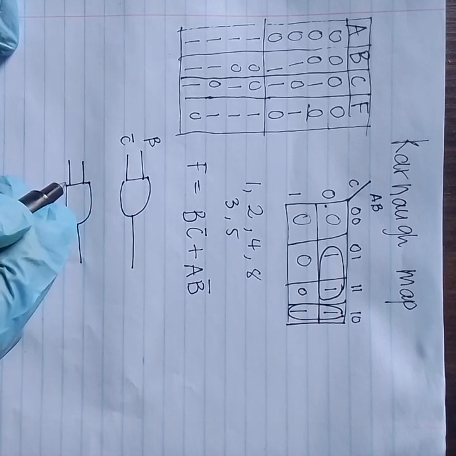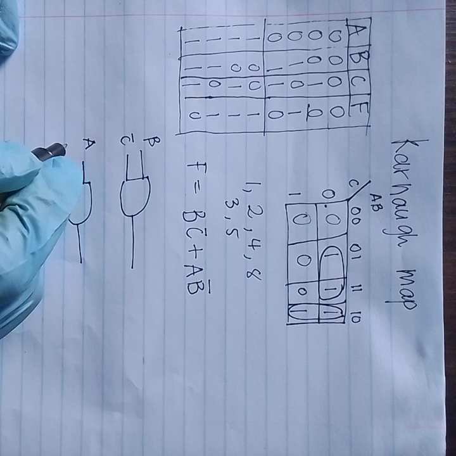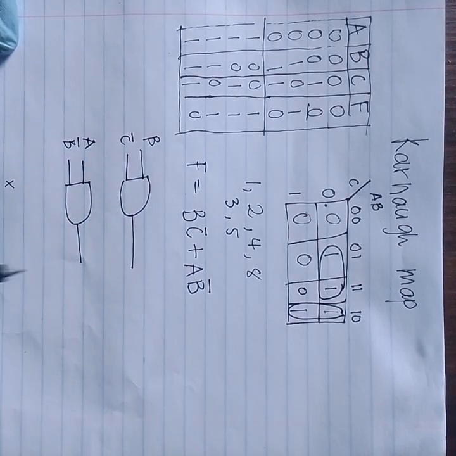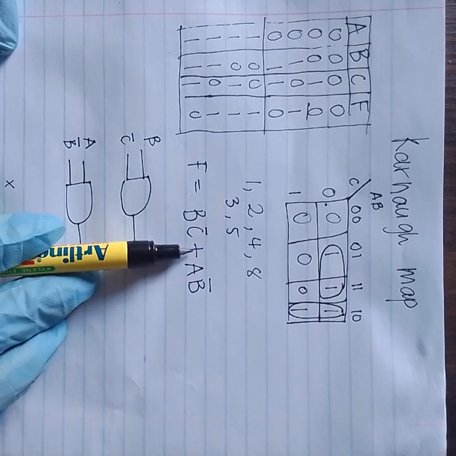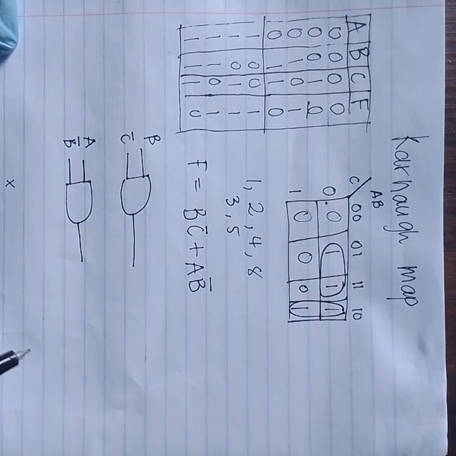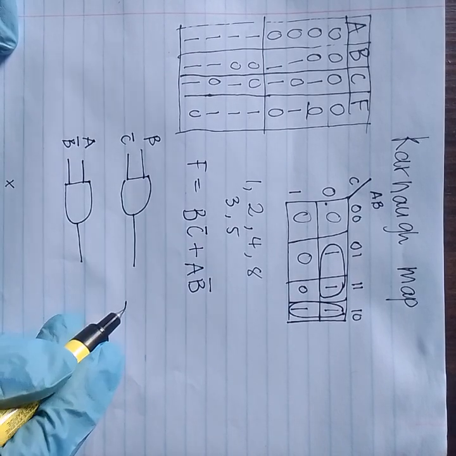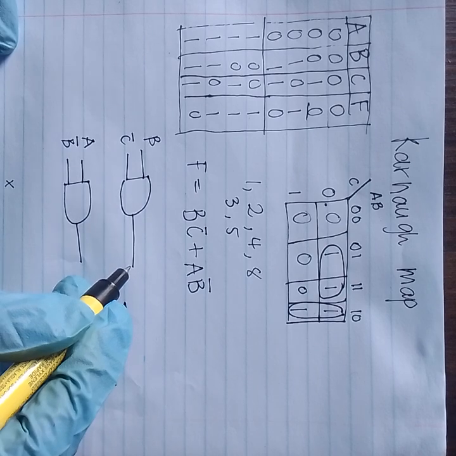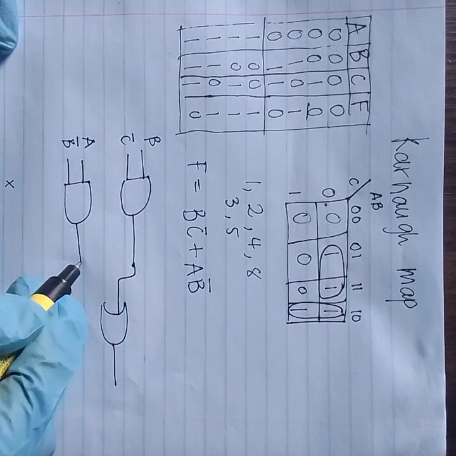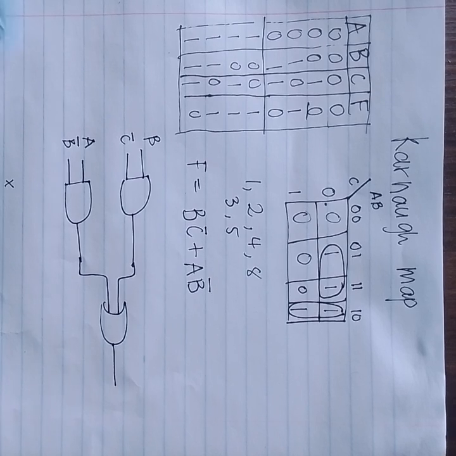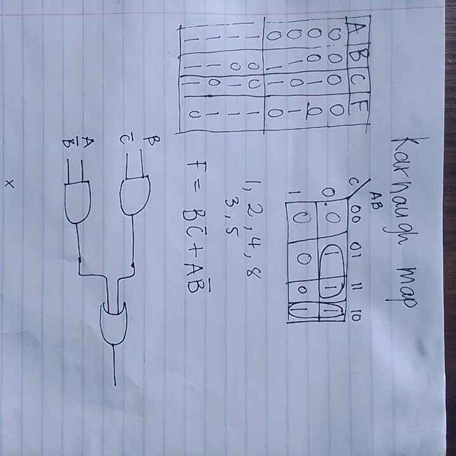The second AND gate is gonna connect A and not B. Because we have a plus between these two AND gates, we have to connect an OR gate. Therefore, we have two AND gates and an OR gate.